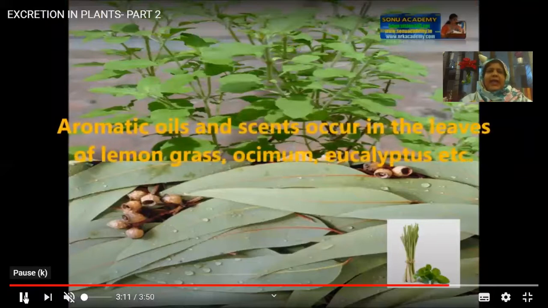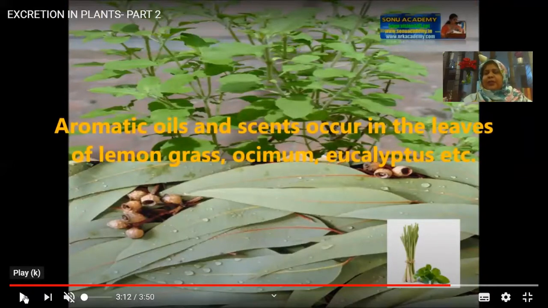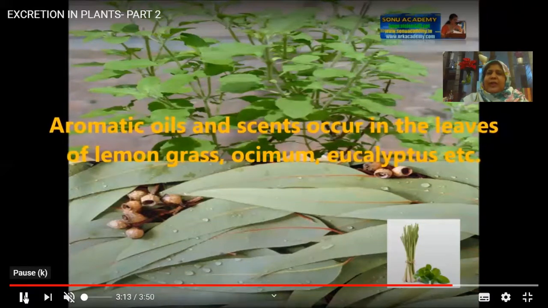And now you can see aromatic oils. You use this aroma in your food. You get a good smell of your food and you feel like eating. Smell is also connected with your appetite. So these aromatic oils or scents also occur in the leaves of lemongrass, which has a special fresh lemon smell, and in ocimum and eucalyptus oil. All these are aromatic oils.